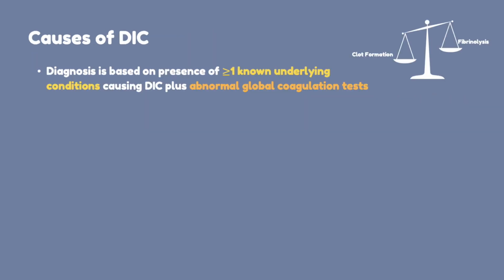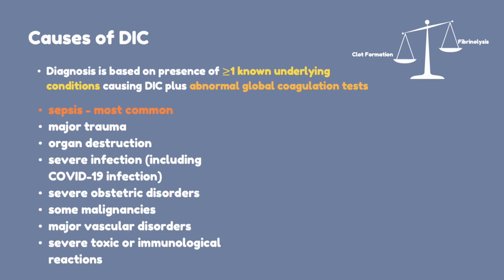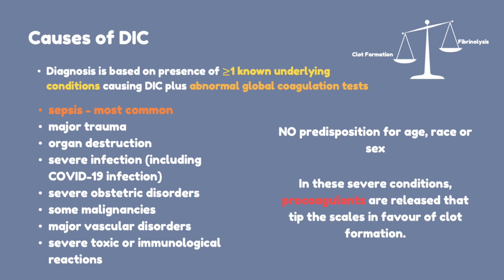Many different conditions can cause DIC. Diagnosis requires at least one to be identified. Sepsis is the most common cause. Because DIC has such a wide range of causes, risk factors and epidemiology are very varied, and there is no predisposition for age, race, or sex. The commonality between these conditions is that they induce the release of procoagulants, tipping the scales towards clot formation.